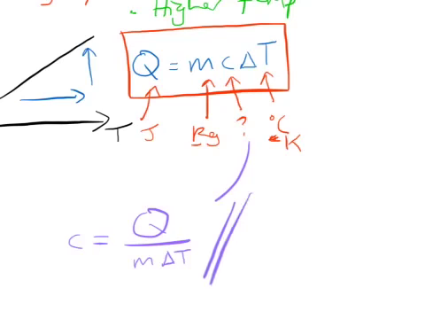So the units for C will be equal to the units for Q over the units for M over the units for change in temperature. So overall this is going to be joules per kilogram per degrees Celsius. So we could also write that as joules per kilogram to the power of -1 per degrees Celsius to the power of -1 as well. Okay, and that pretty much covers it.